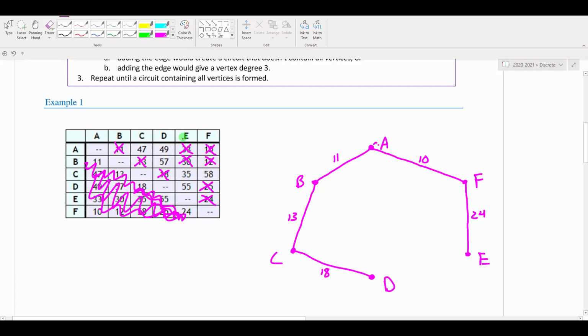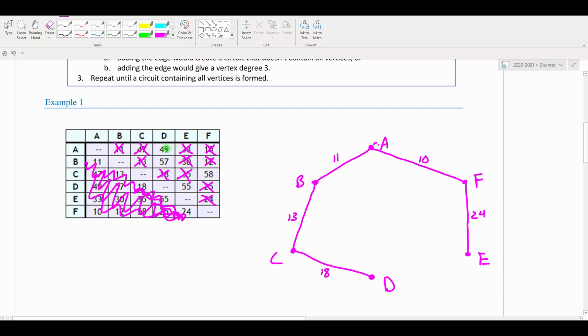Next up, 35. All right, so going from C to E. Let's see here. Nope. All right, that would create a degree 3 here. So I'm going to cross off the 35. Move on to the next one. Looks like 47 going from A to C. So that would not be good either. That creates 2 degree 3s.